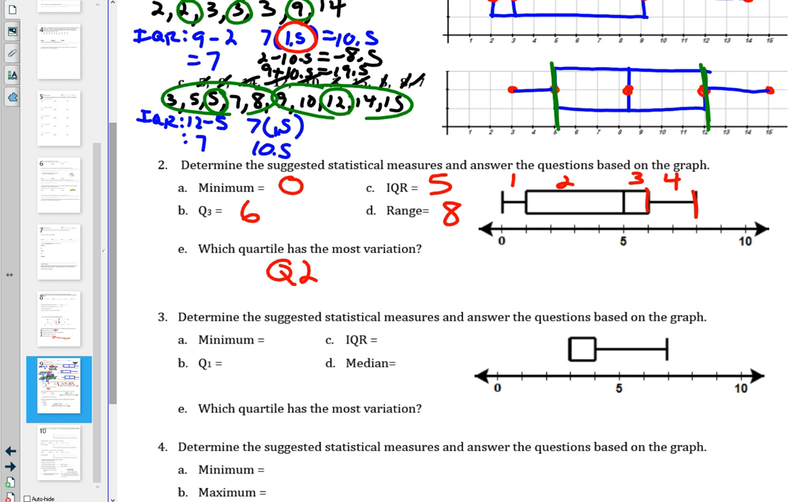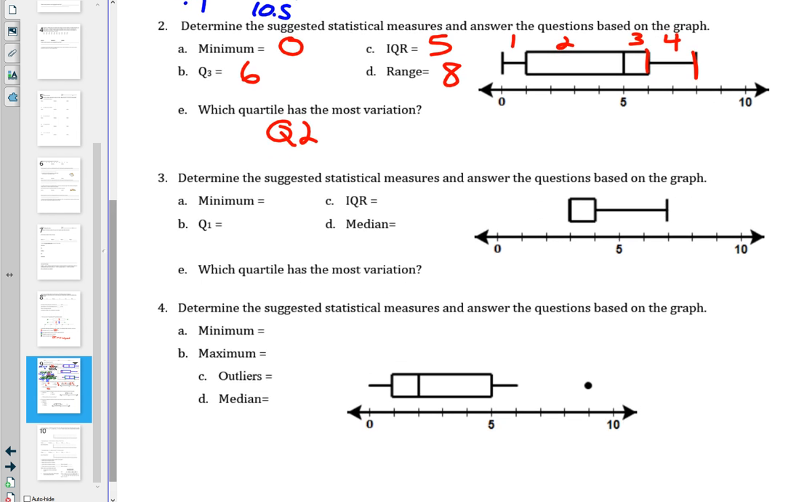Okay, here's another box and whisker that has no left whisker. What's the minimum here? What's the minimum? Yeah, the minimum is a 3. Q1, yeah, that's the edge of the box, would be 3. The interquartile range is obvious, it's 1.